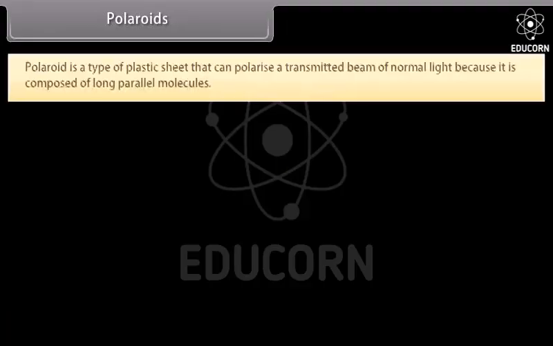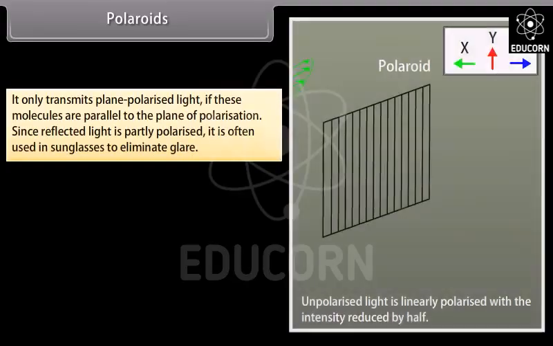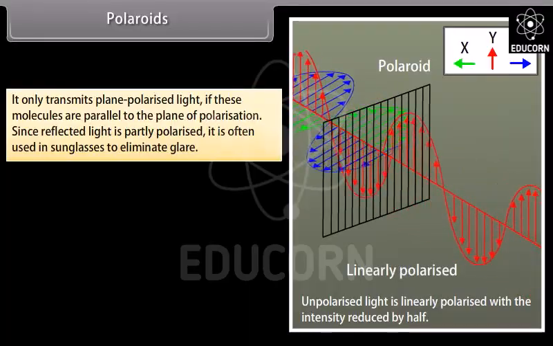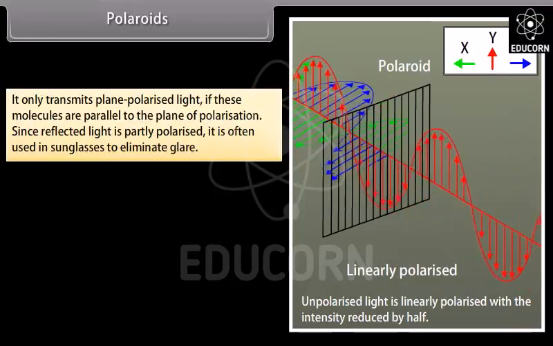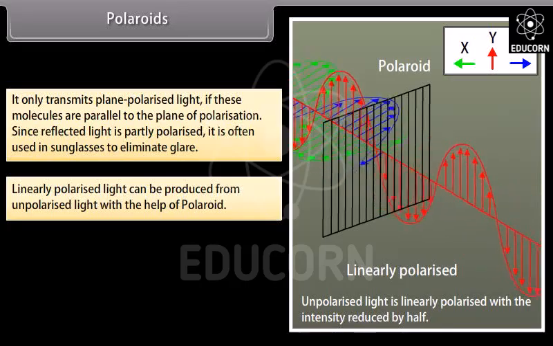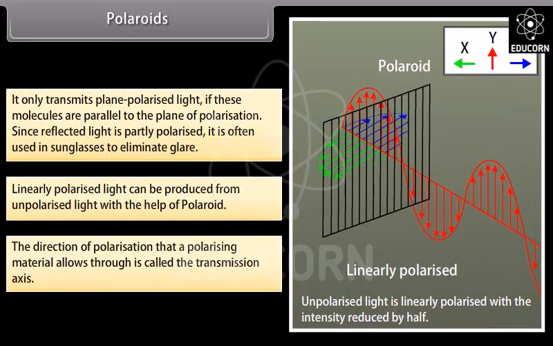Polaroids. Polaroid is a type of plastic sheet that can polarize a transmitted beam of normal light because it is composed of long parallel molecules. It only transmits plane polarized light if these molecules are parallel to the plane of polarization. Since reflected light is partly polarized, Polaroid is often used in sunglasses to eliminate glare. Linearly polarized light can be produced from unpolarized light with the help of Polaroid. The direction of polarization that a polarizing material allows through is called the transmission axis.